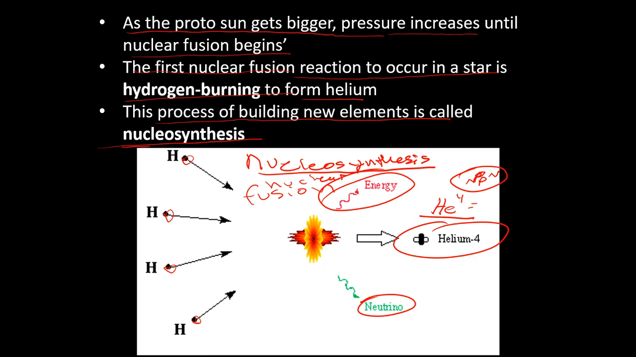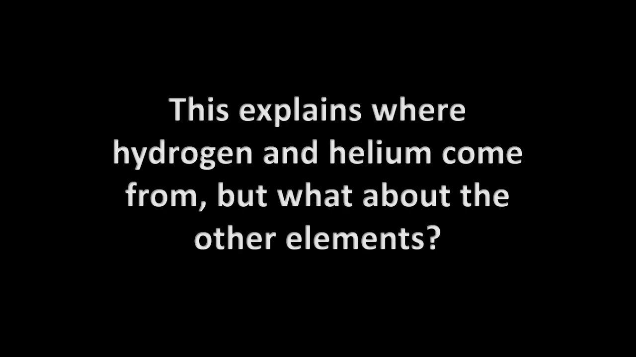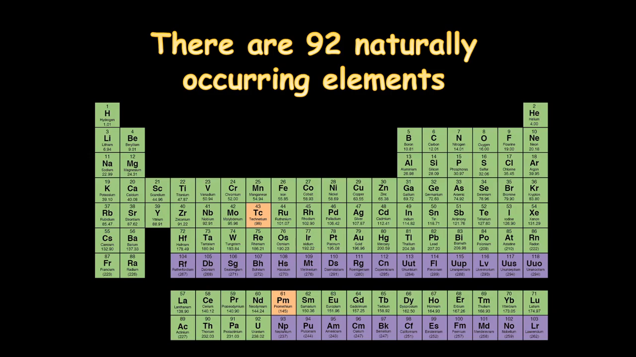Okay, so that is how all the different elements of our solar system were found. Okay, at least a lot of them. They are found from nucleosynthesis. You're building larger and larger atoms and more complex sorts of atoms from hydrogen, ultimately. Okay, so that explains where hydrogen and helium come from, but what about other elements? Like, where does carbon come from? Where does oxygen come from? Where does iron come from, right? So there are 92 naturally occurring elements, right? So the naturally occurring elements there are shown in green, okay? So where do those all come from?